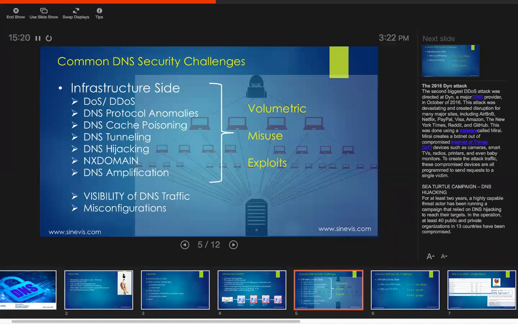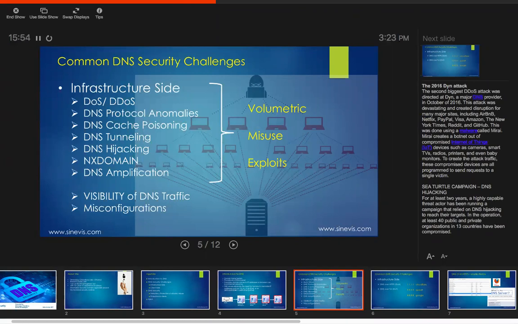Other attack types are DNS cache poisoning and DNS protocol anomalies. Today, we see a lot of organizations still using open source solutions for DNS servers because it's free, and there's nothing wrong with that. But the situation is, people tend to do misconfigurations, and once it is installed, they forget about it. They don't upgrade to the latest versions. They don't do security patches.